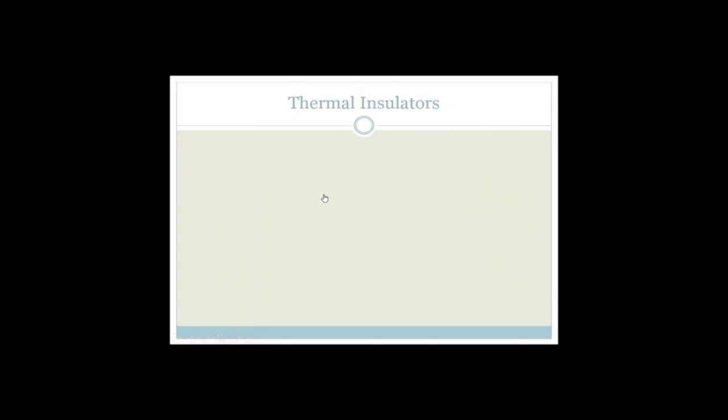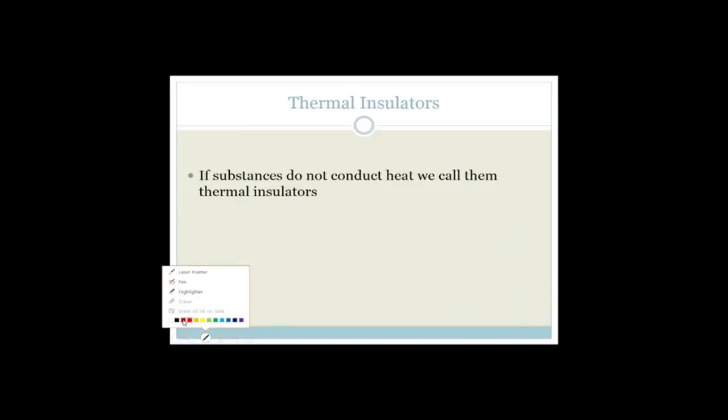Right, let's move on. Thermal insulators. If a substance does not conduct heat, then it is called a thermal insulator.